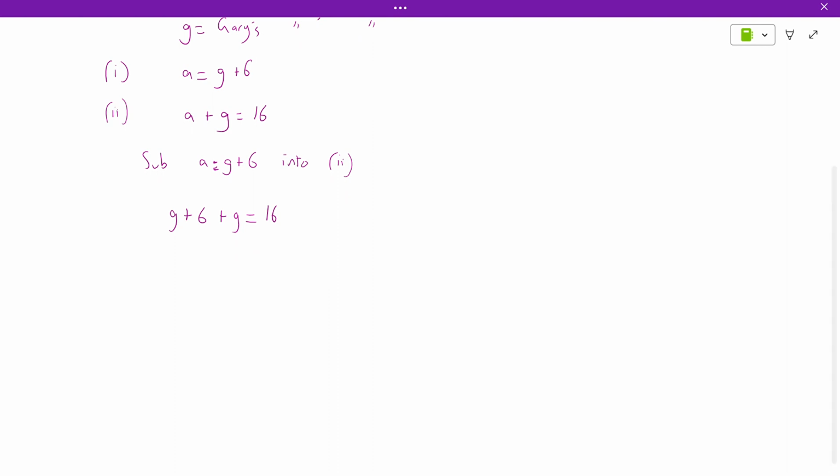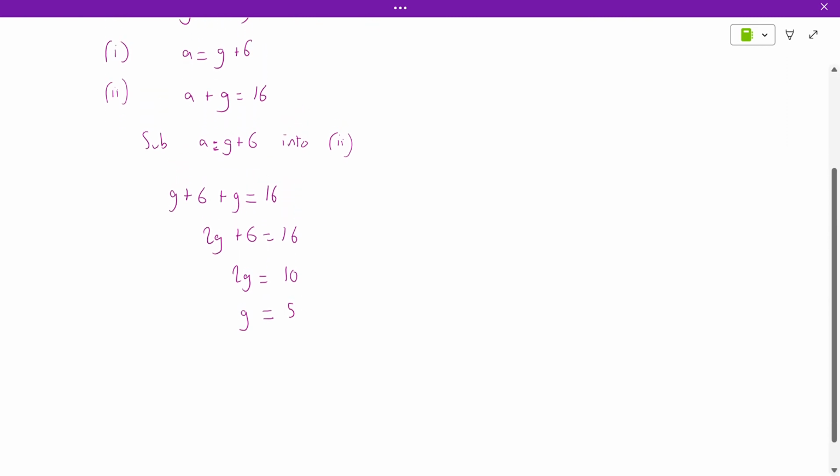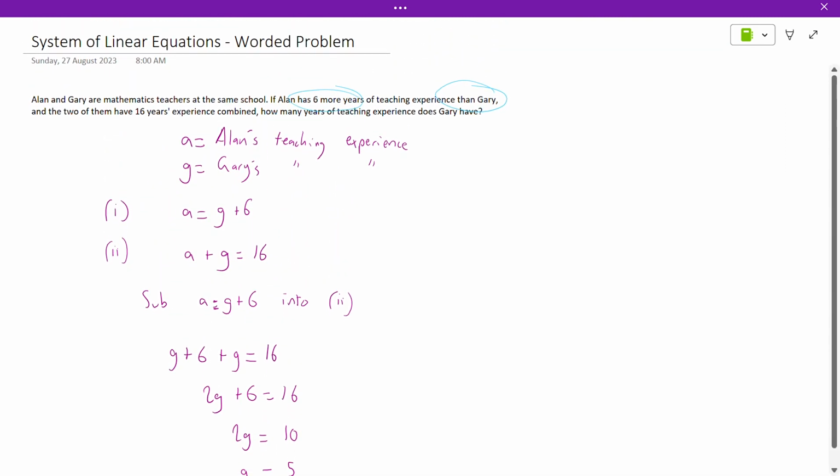I've got a G plus another G, so that's going to be 2G plus 6 equals 16. I've got a plus 6, so I want to do the inverse of that, which is subtract 6 from both sides. So 2G equals 16 minus 6, which is 10. Now we want to divide both sides by 2, so 2G divided by 2 is just G, and 10 divided by 2 is 5. Therefore, what we've just found out is that Gary has 5 years worth of teaching experience.